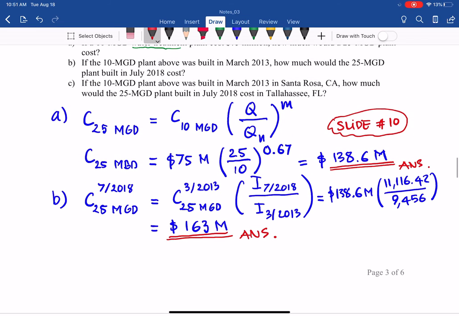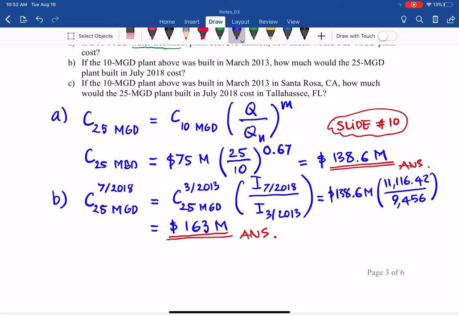Last one: the 10 million gallon plant was built in March 2013 in Santa Rosa, California. How much would the 25 million gallon plant built in July 2018 cost in Tallahassee, Florida? You can see we have to combine the time adjustment and the location adjustment. So we need some kind of location adjustment for Santa Rosa, California, and Tallahassee. That reference for the location factors is also available on the exam 1 reference.